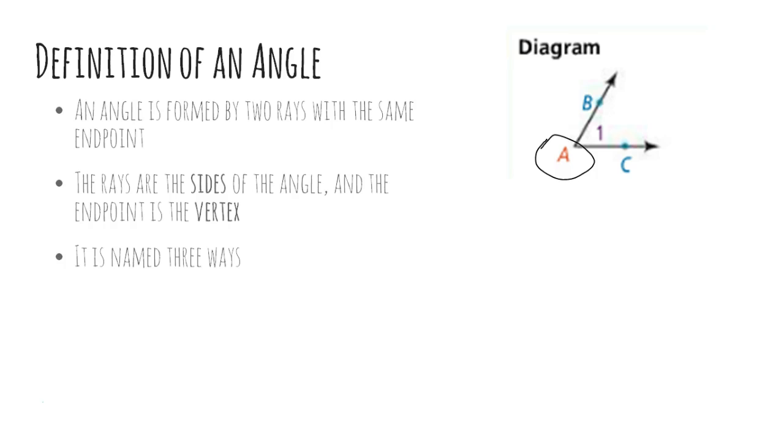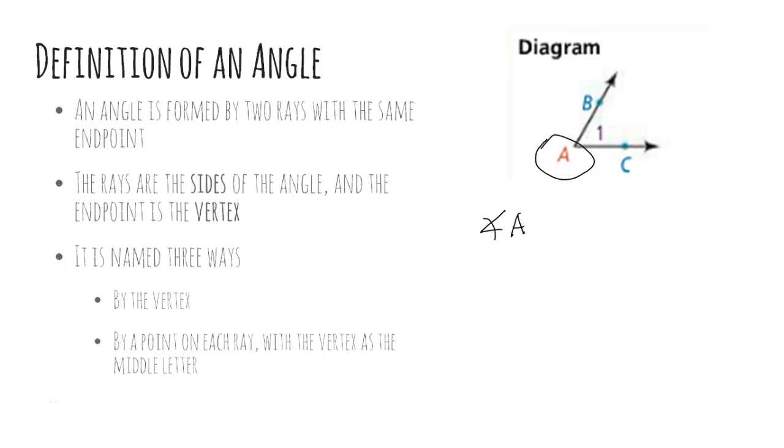And it's going to be named in three different ways. So we can name it by the vertex. We can put a small angle symbol and make it angle A. We could also name it by using the point on each ray with the vertex, making sure that the vertex is in the middle. So I can call this angle BAC. Or you can use a number that they place on the inside, that will not have a little symbol up here to tell us what the measure is. So we can refer to this as angle 1. Okay, so three different options, and you can use any one of them, and they'll all be used interchangeably throughout the year. So just be comfortable with all three of those methods.